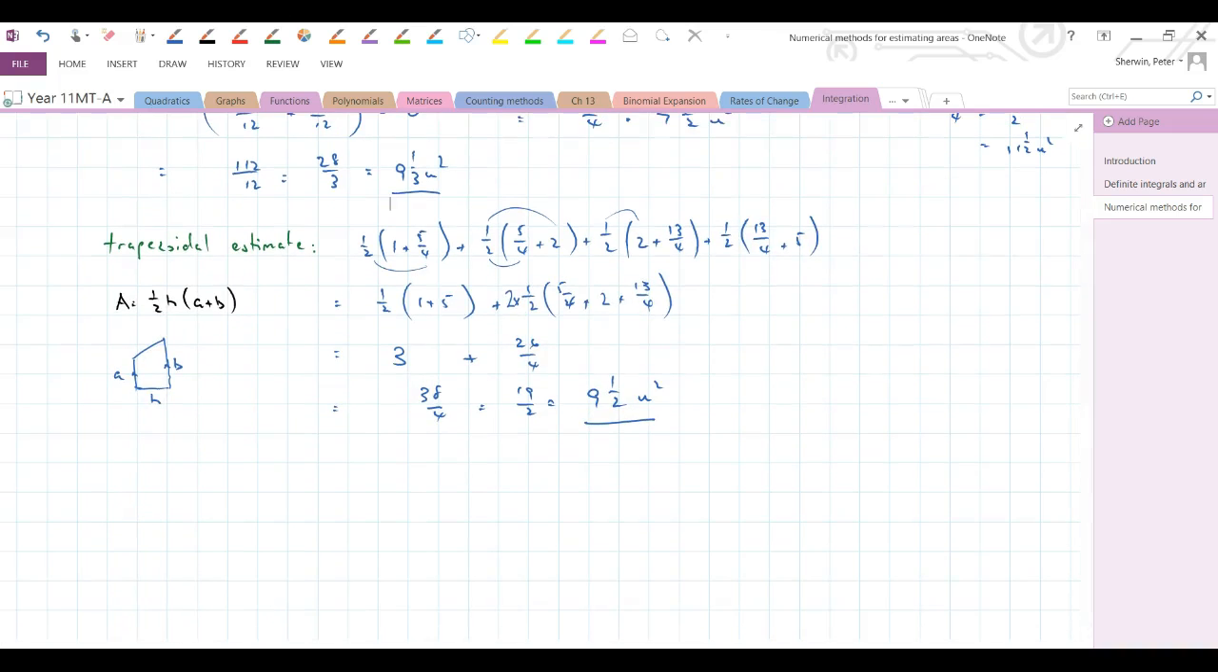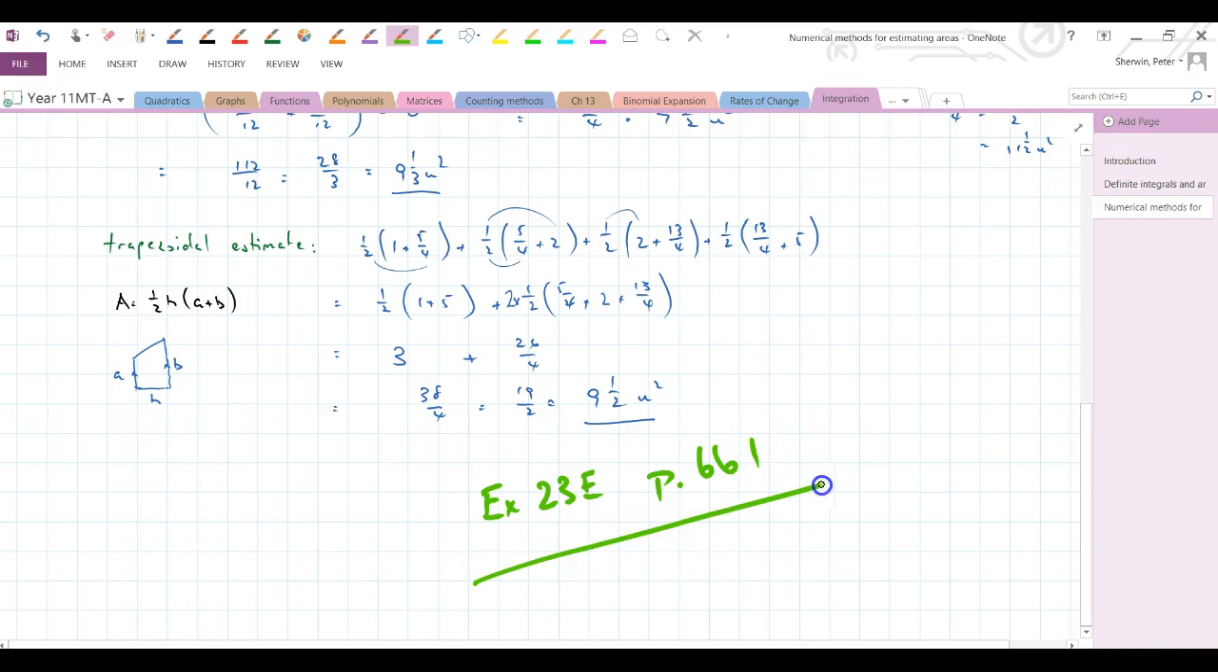I'm going to close it there. This is our last exercise for the year before we get into some revision for the yearly exams. We're looking at exercise 23E, starting on page 661, and we'll have a day or two in class working all that stuff through. Okay, so I'll see you then.